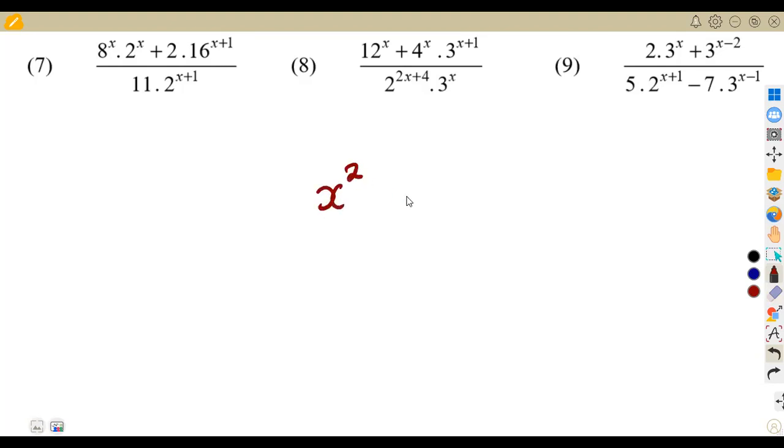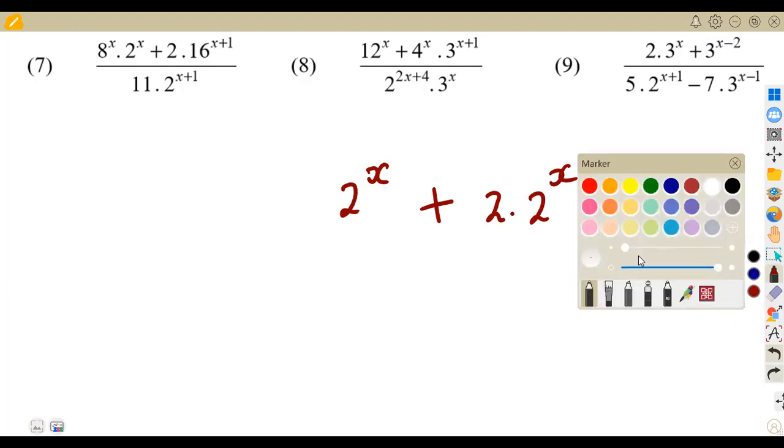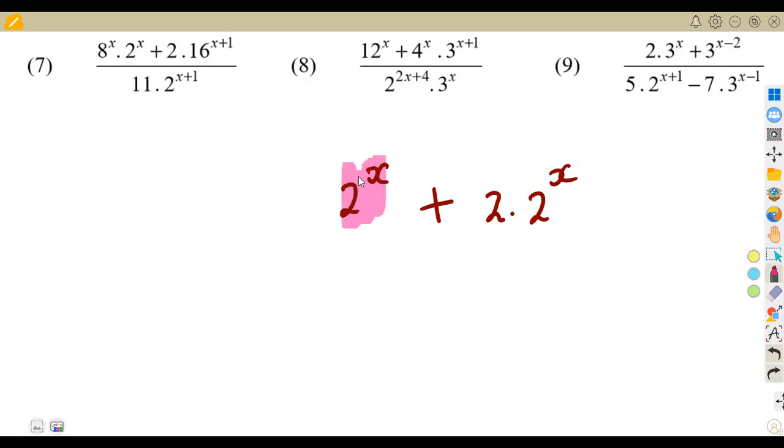Remember, if I have x squared plus 2x, it reminds us of what? Of factorization, where I can factor out the highest common factor. It is the same thing with our exponents. 2 to the exponent of x, when added to 2 times 2 to the exponent of x. Yes, here we are multiplying, but what we see is that the whole of this part and the whole of this part are common, they are the same.